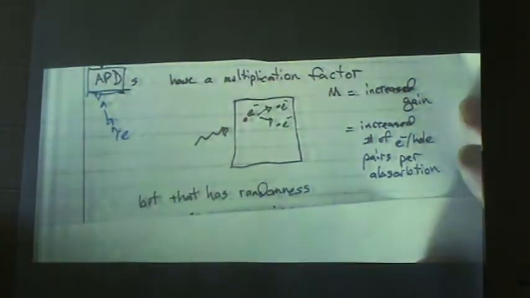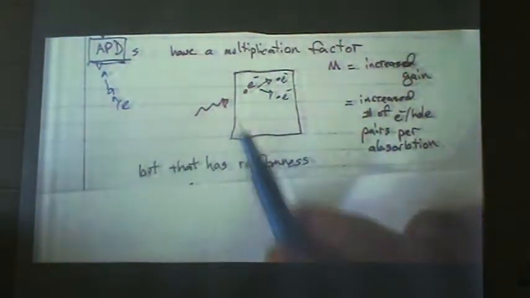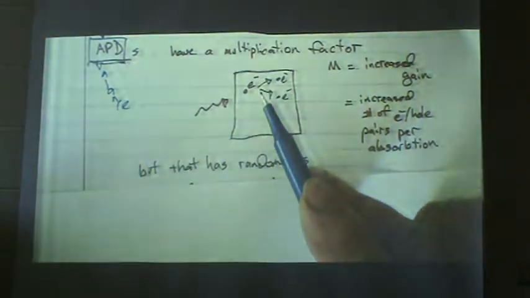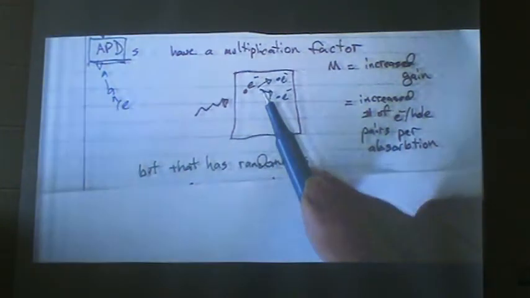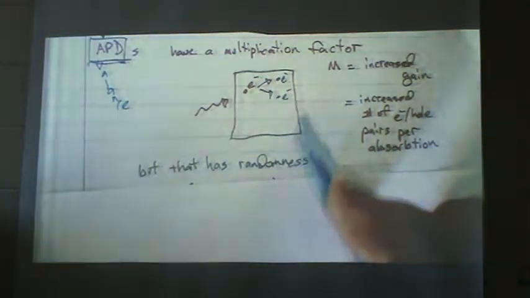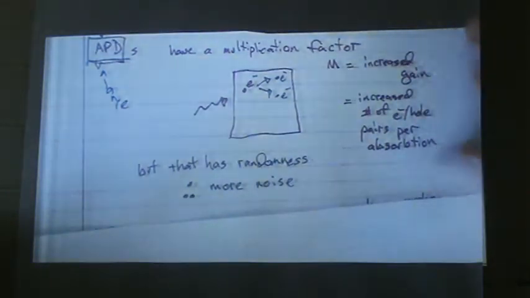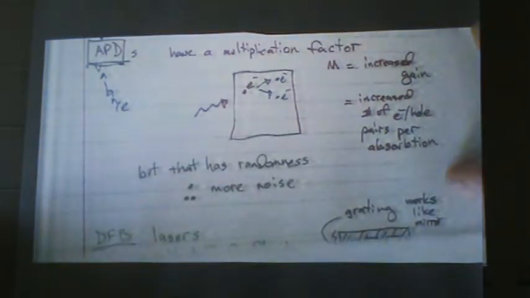But that process, you can kind of see it right there, is also going to introduce some randomness, right? You have limited control over when this extra scattering by the electron is going to occur. So that's going to introduce some noise. So APDs have higher gain, but they have more noise.